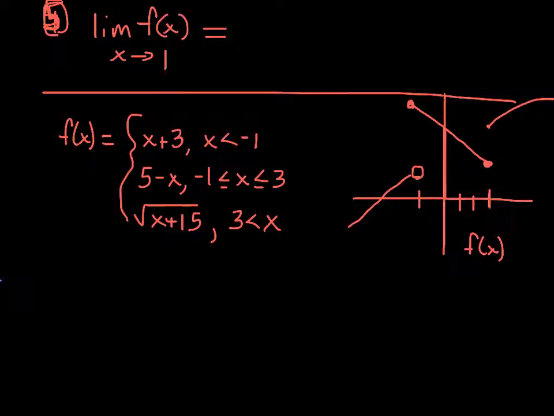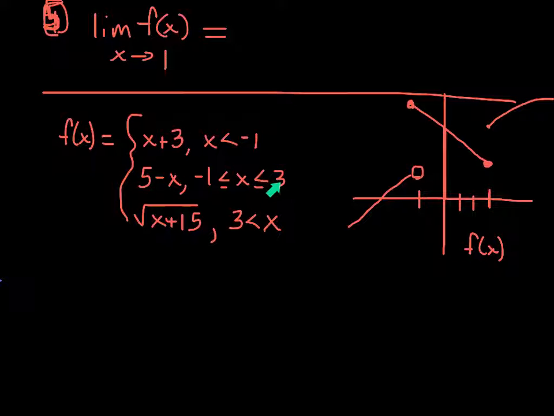So let's go over and look at the actual equation here. Now we have a piecewise function. The easiest way to do this is to look at your domain. We have a domain here, but it does not include x equals 1. And this domain over here, x is greater than 3, also does not include x equals 1. So if we look at this domain right in the middle, we do see that 1 is in between -1 and 3.